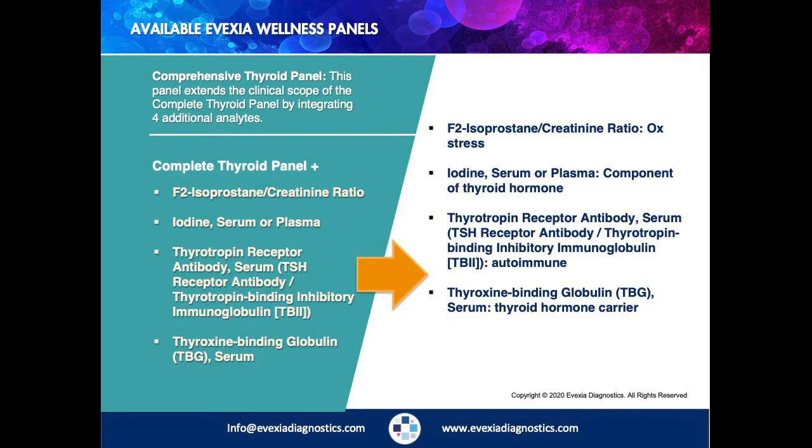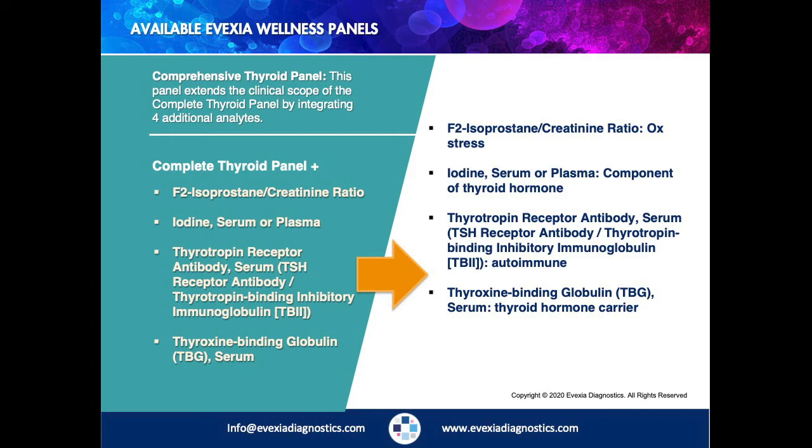Next is the Evexia Diagnostics Comprehensive Thyroid Panel. So aside from containing the analytes that I just mentioned that are included in the complete thyroid panel, this panel adds on an additional 4 biomarkers pertinent to thyroid function, and you see them listed on the slide. There's the F2 isoprostane creatinine ratio, iodine, thyrotropin receptor antibody, and thyroxine binding globulin.